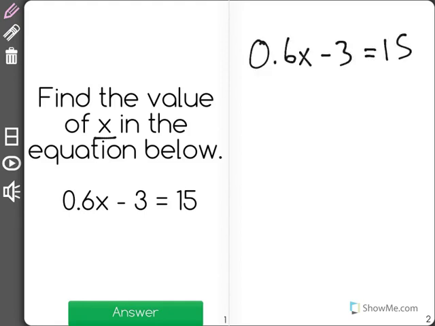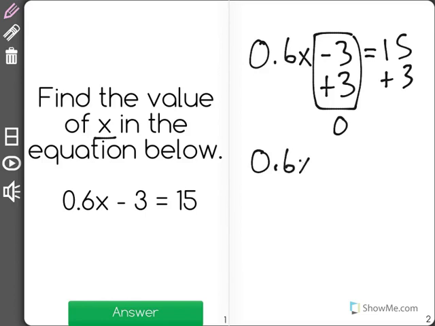That means isolated. I'm going to start by just moving this 3 over to the other side. The reason I could do this is negative 3 plus 3 is equal to 0, and 0 has no value. So really that's saying 0.6x equals 15 plus 3, or 18.